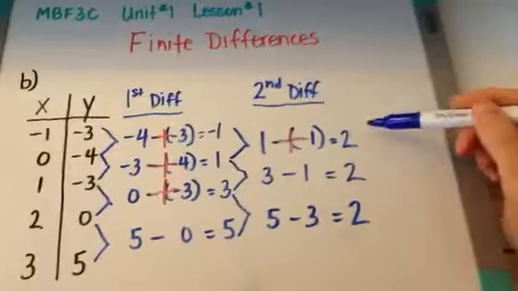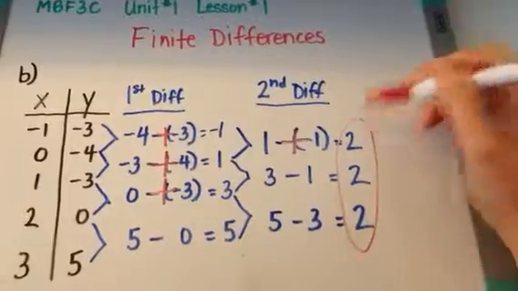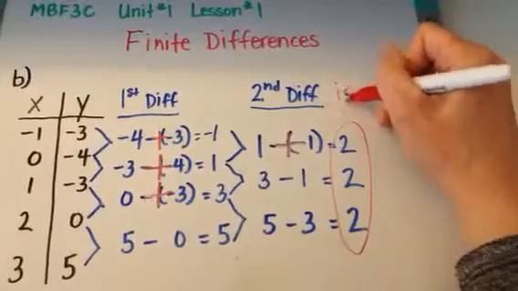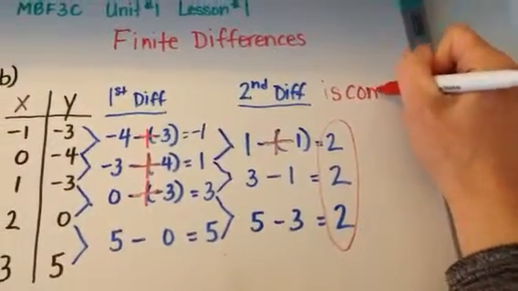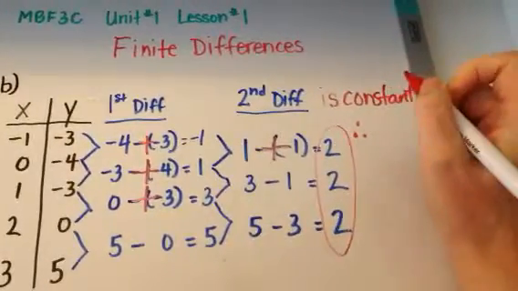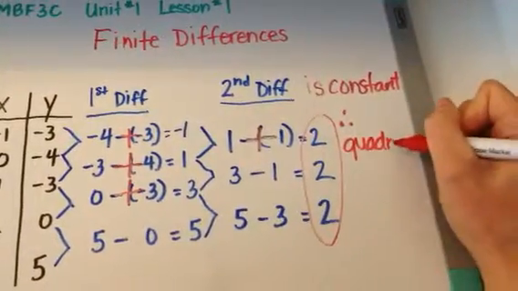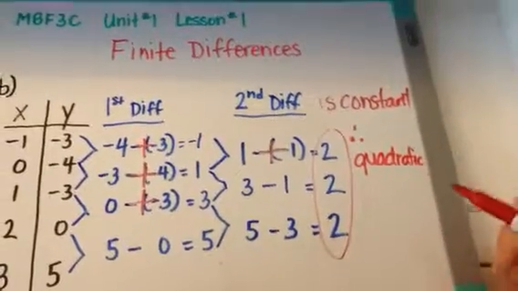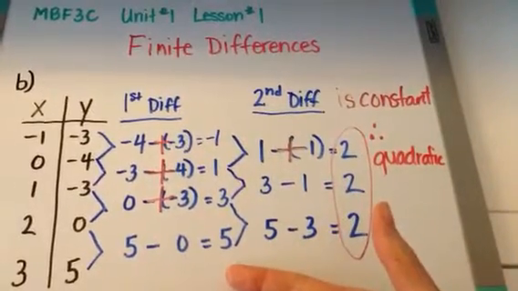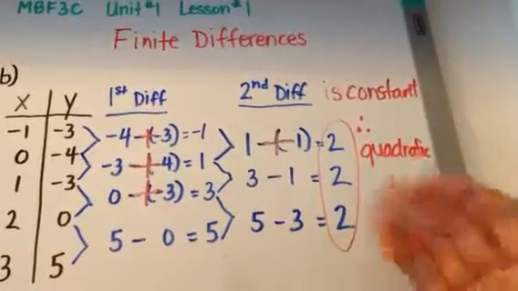So our second differences gives us a constant number. Each of our second differences is a value of 2. When the second difference is constant, this means that our relation is quadratic. Therefore, it is quadratic. So, from first differences, if our first differences had been constant, it would have been linear. Second differences constant is quadratic, and if it isn't constant, then it is neither.